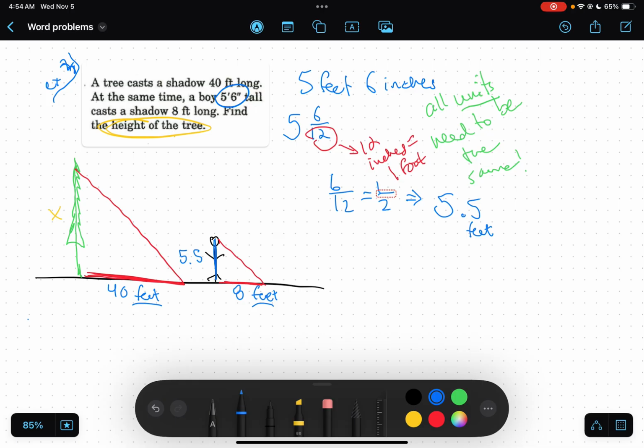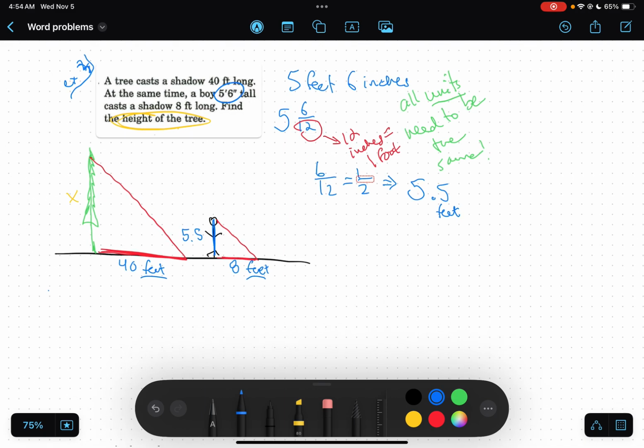All right, so hopefully you tried this. There's multiple ways to set up the proportion. So if yours isn't the same as mine, that's fine, as long as we ended up with the same answer. So I will say the ratio of the boy to his shadow, so the boy's height to his shadow, is the same as the ratio of the tree to its shadow.